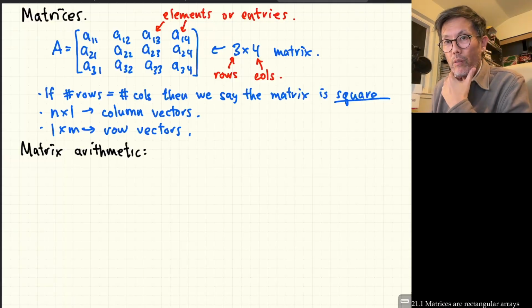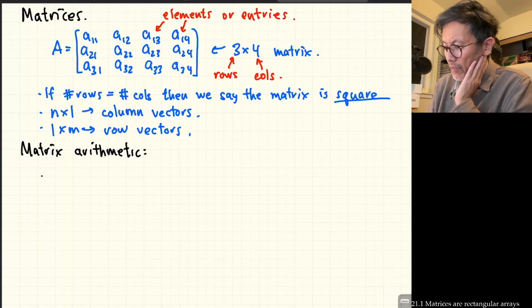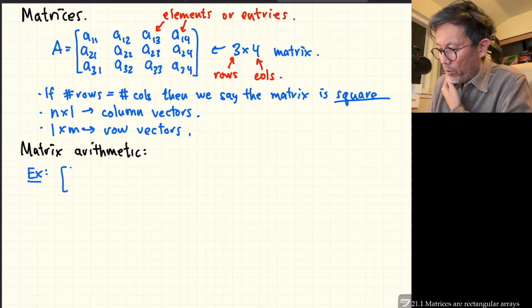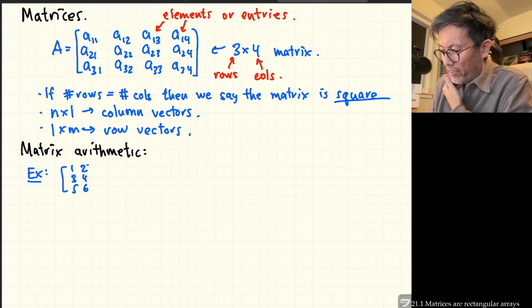So for example, if we have a matrix, let me just do this via example. Let's take an example of a 3 by 2 matrix. So maybe I'll just have this be 1, 2, 3, 4, 5, 6. And let's call this matrix here A.